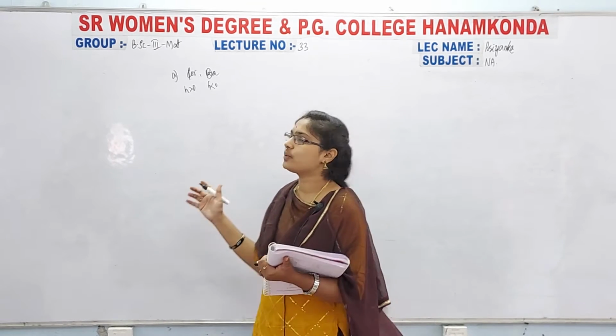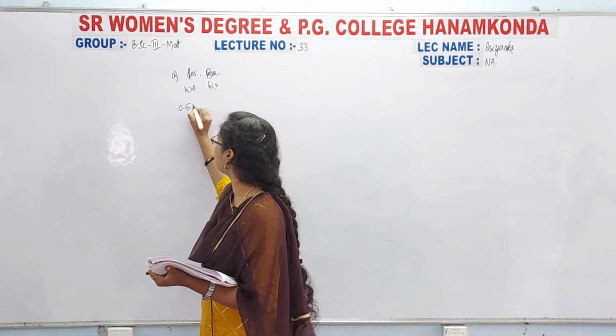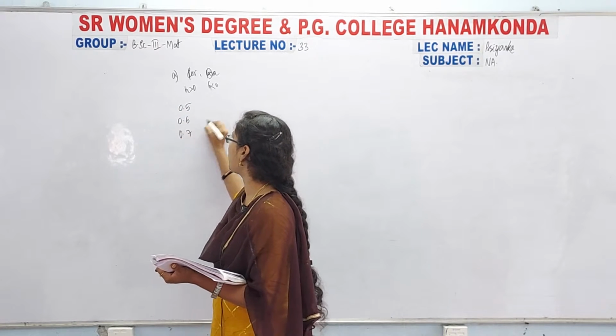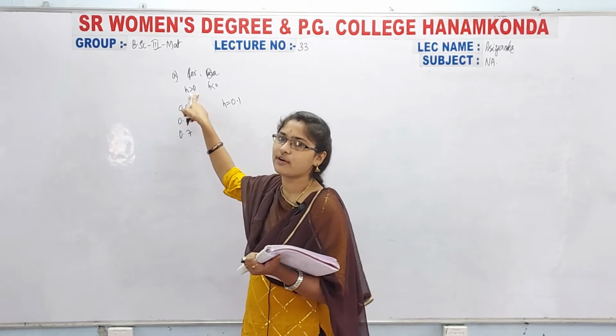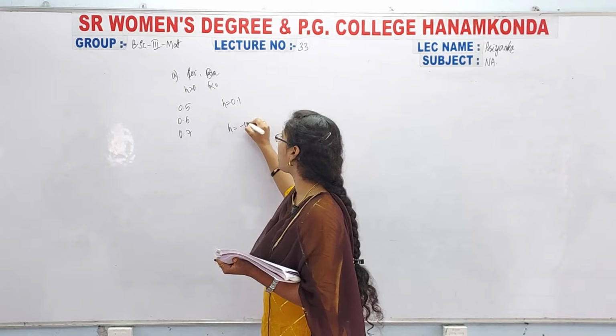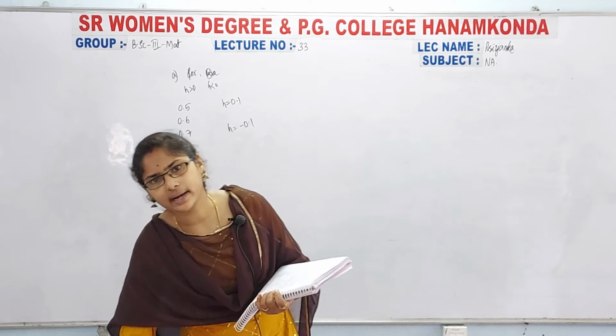So for h greater than 0, here they gave the values as 0.5, 0.6, 0.7. So what is the h value? 0.1. For this one we have to take forward, and for h equal to minus 0.1 you have to take the backward. That's it. Direct formula and calculation part.